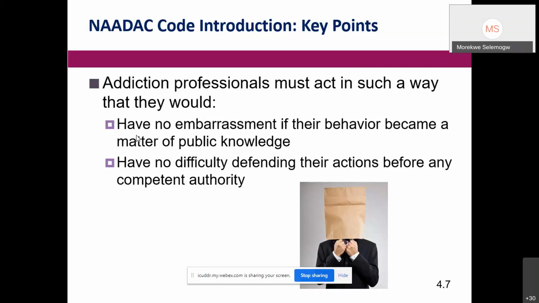That you should act in such a way that you would not be embarrassed if your behavior becomes a matter of public knowledge. Alera has just raised her hand. Yeah, go ahead.